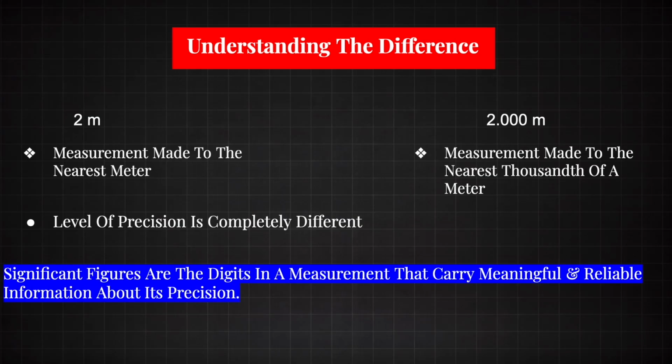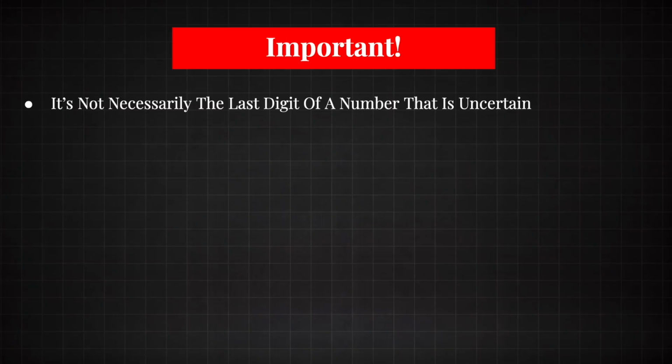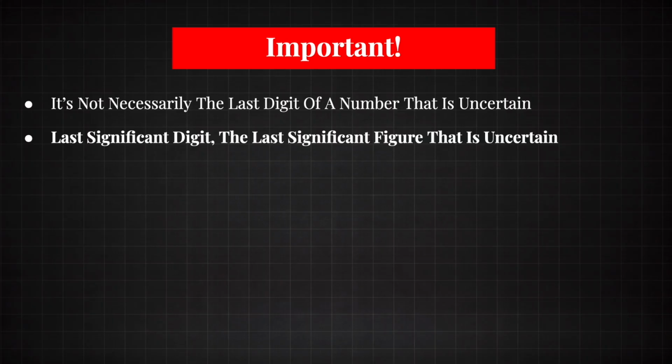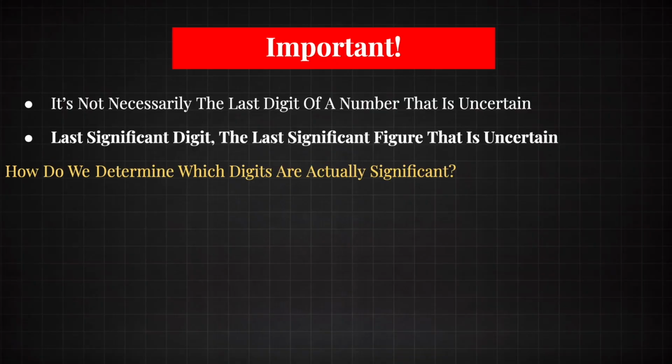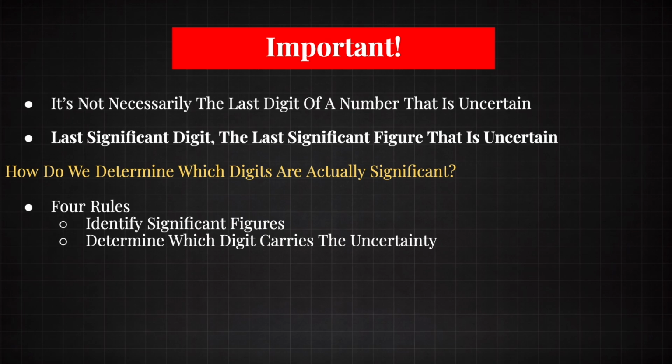Significant figures are the digits in a measurement that carry meaningful and reliable information about its precision. Now, before moving on, I want to clarify something and be very careful with my wording. It's not necessarily the last digit of a number that is uncertain. It's the last significant digit, the last significant figure of a number that is uncertain. And so that immediately raises a new question. How do we determine which digits are actually significant? We need rules to help us identify significant figures so we can then determine which digit carries the uncertainty.